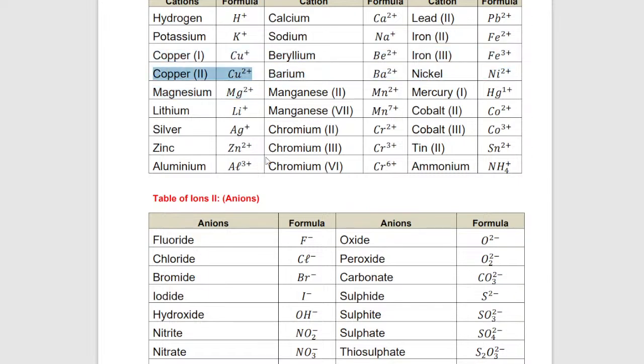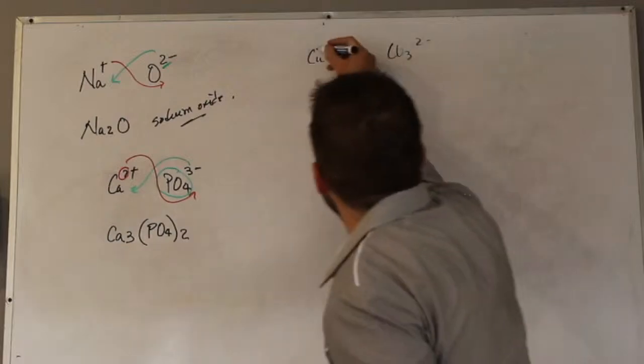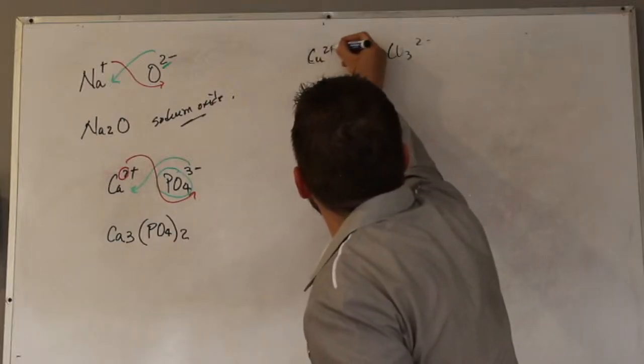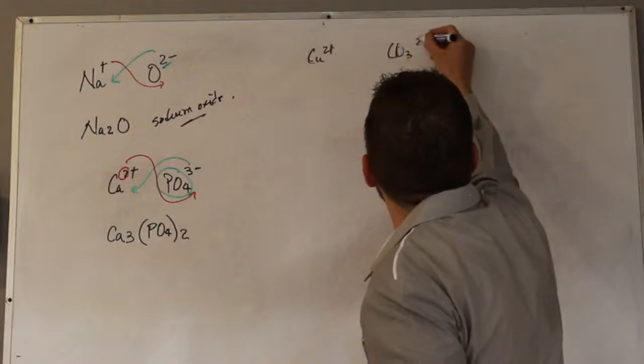That is copper 2. I'm going to write it here quickly. Cu2+. And carbonate, you can look for carbonate here. It's CO3 2-. CO3 2-. All right. So let's have a look at this one quickly. How to solve? Copper 2 is Cu2+, carbonate is CO3 2-.